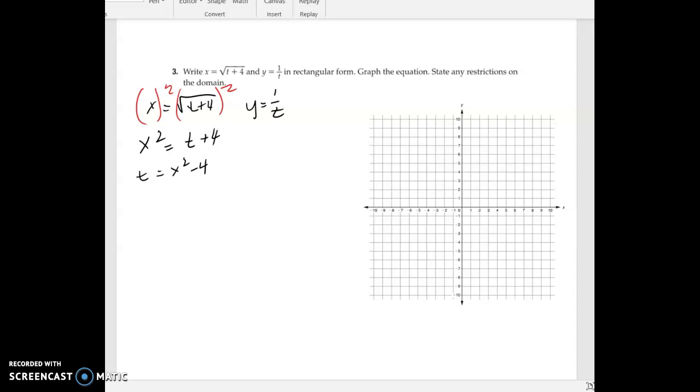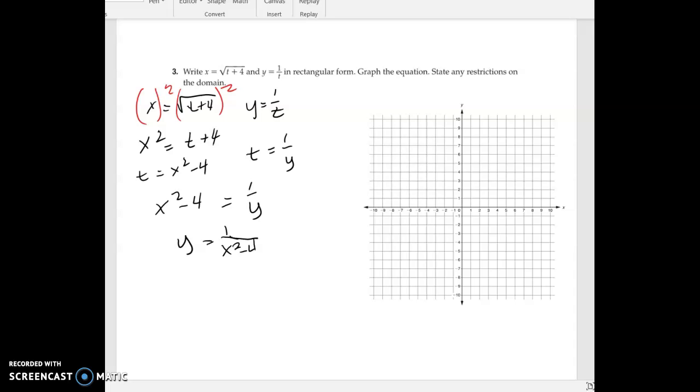And then for the y equation, we can just switch those places and we get t is equal to 1 over y. Okay, and then when we set them equal to each other, x squared minus 4 equals 1 over y. And so that equation would be y equals 1 over x squared minus 4. Okay, so now we look at the restrictions there.